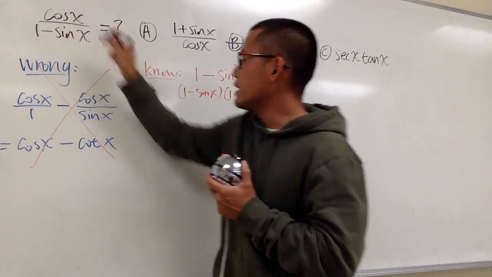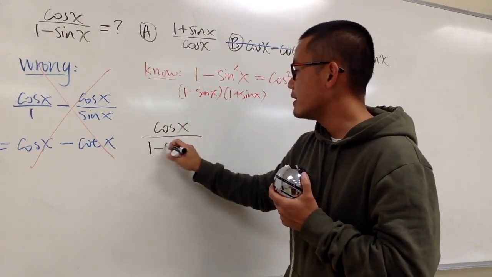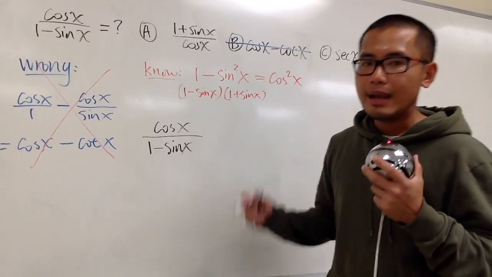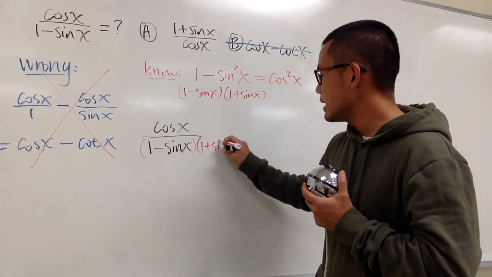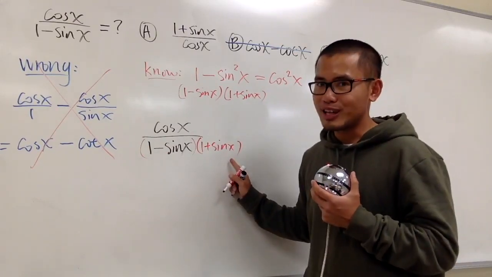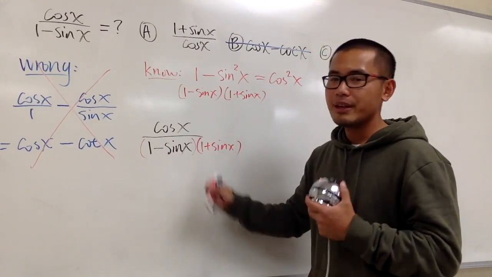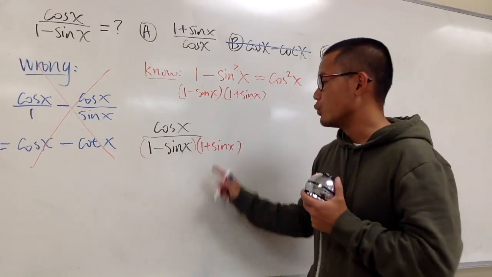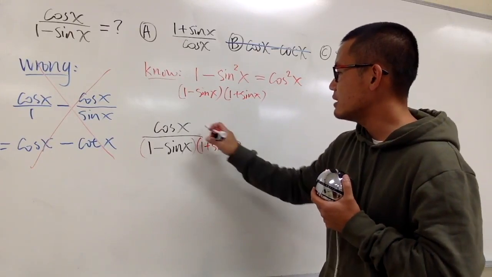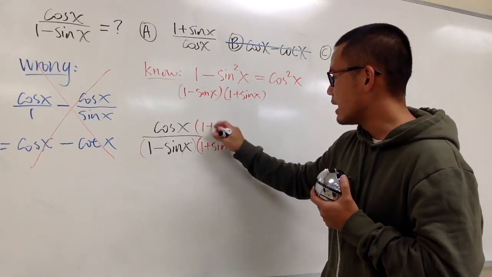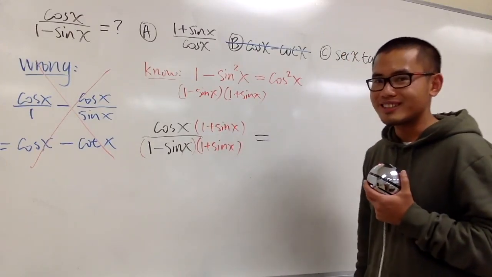So let me write this down again. Cosine x on the top over 1 minus sine x, and what we'll do is we multiply the bottom by 1 plus sine x, and this right here is called the conjugate of that. So this was a minus, we just change this to plus, right? And you can imagine, if this was a plus, we will change this to a minus. Anyways, right here, I'll just multiply the bottom by this and also do the same on the top. 1 plus sine x, like that. I will continue from here.